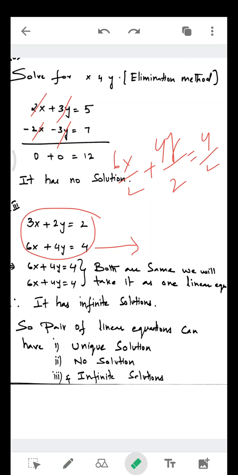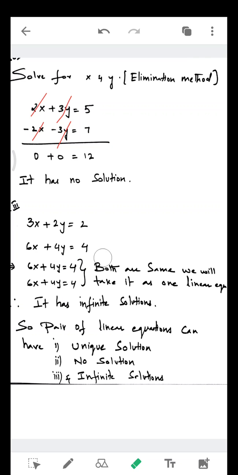It's a single equation. When you take it common, we will take it as a single equation, not as a pair. So how many solutions does a single equation have? A single linear equation in two variables has infinite solutions, which we have done in 9th class. So this type of equations are said to have infinite solutions.